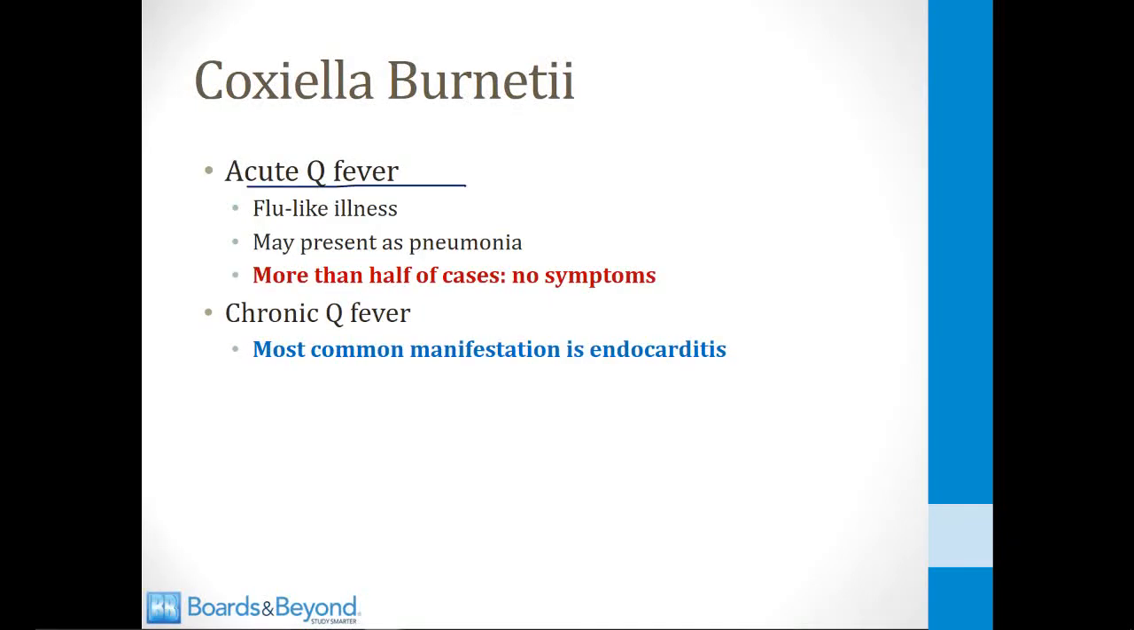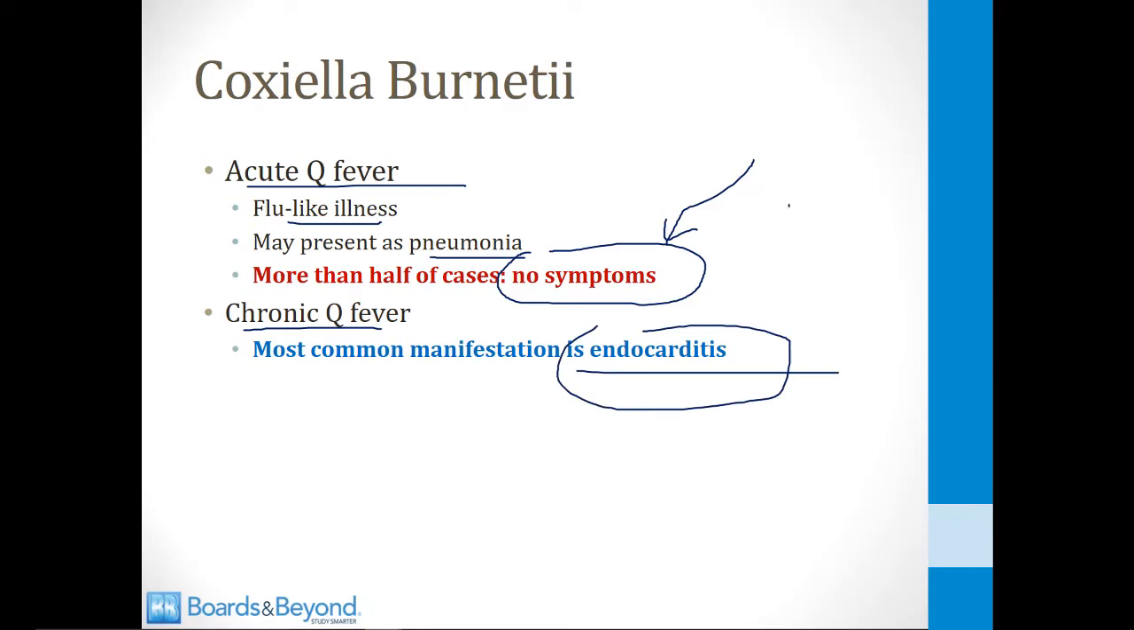Acute Q fever is a flu-like illness that may present as pneumonia in some cases with coughing and even infiltrates on chest x-ray. However, in more than half of cases, there are no symptoms that the patient recalls of acute Q fever. So a patient who has acute Q fever and doesn't get it treated, maybe because they had no symptoms, then goes on to develop chronic Q fever. And there are a number of manifestations of chronic Coxiella burnetii infection, but the most common one is endocarditis. And that's why this bacteria is often discussed as a cause of endocarditis, because many patients who are exposed to farm animals present with endocarditis. They don't recall having Q fever because they had no symptoms, and they have a Coxiella burnetii infection.